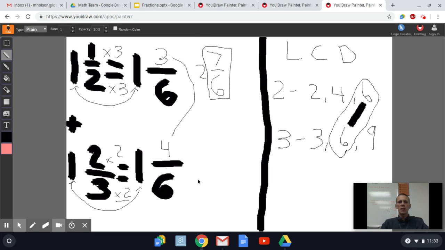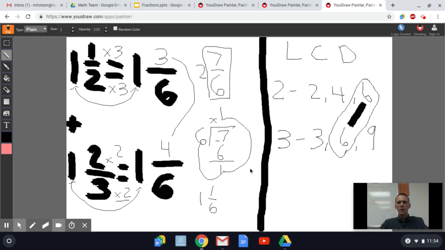So what we have to do is leave our whole number alone for a minute and convert our improper fraction over. So what we're going to do is take 6 and divide it into 7. Remember, in the first video I showed how to convert improper fractions to mixed numbers. So 6 can go into 7 one time, because 1 times 6 is 6. Do your subtraction here, and you're left with 1. So your mixed number is 1 and 1/6.